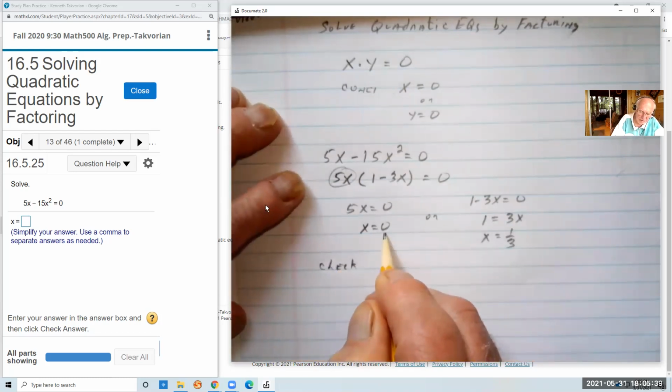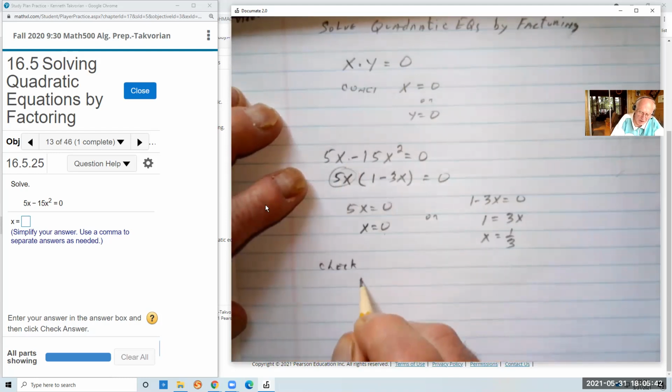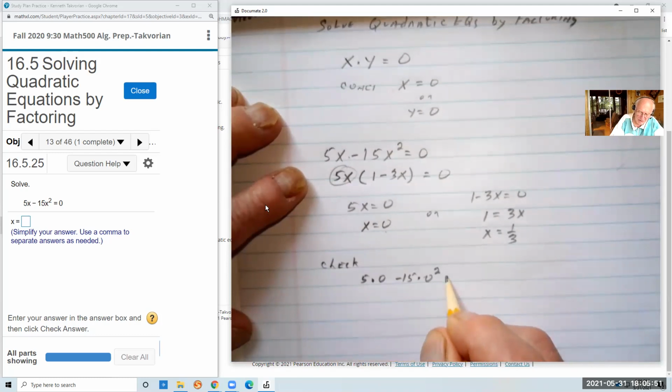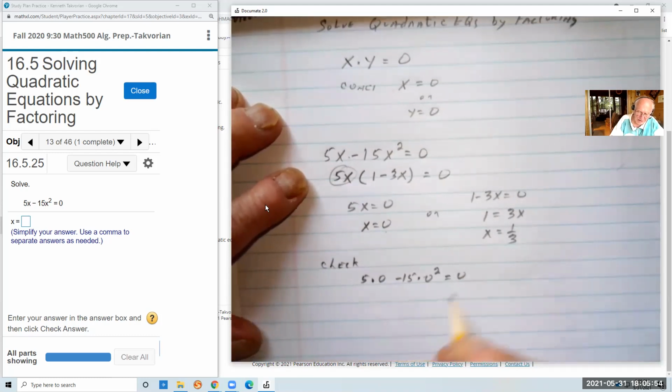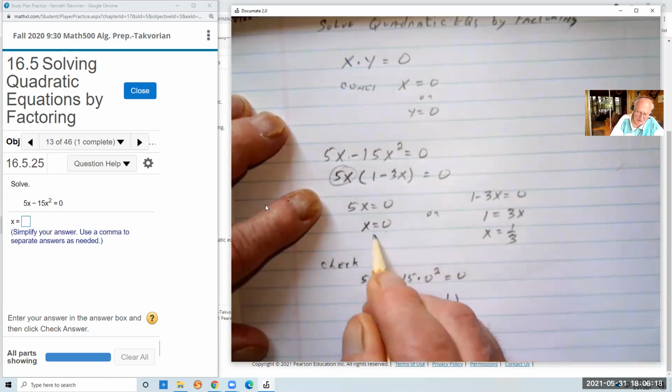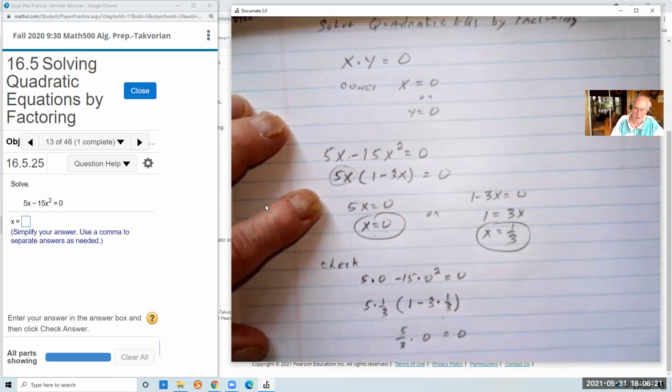Plug in the solution x equals 0 to the original problem. 5 times 0, take away 15 times 0 squared. Does that result equal 0? Yes. Check the second solution, 1/3. 5 times a third, parentheses 1 minus 3 times a third. Well, inside the parentheses, 3 times a third is 1. 1 take away 1 is 0. And 5/3 times 0 is 0. So both answers are solutions to the original problem.